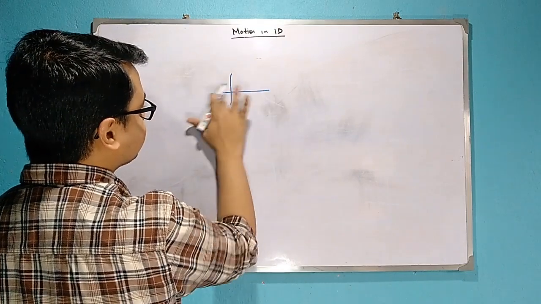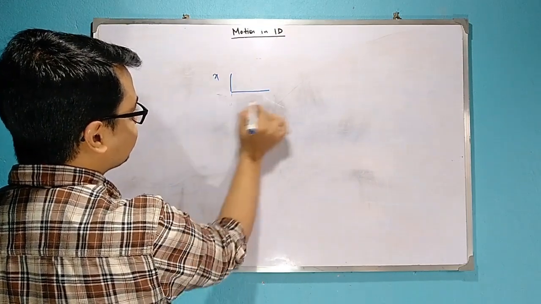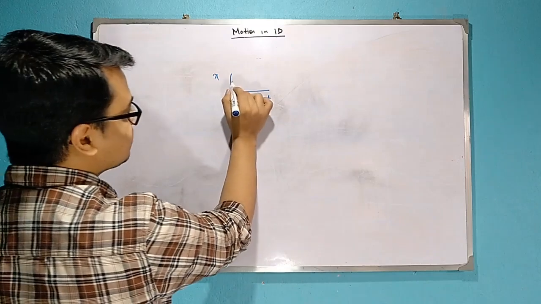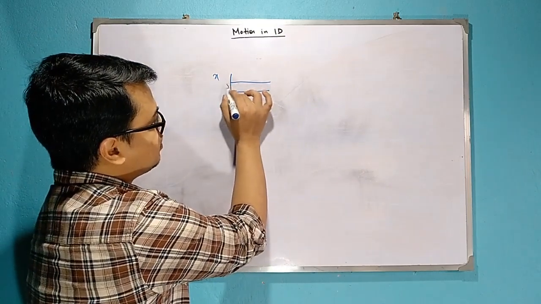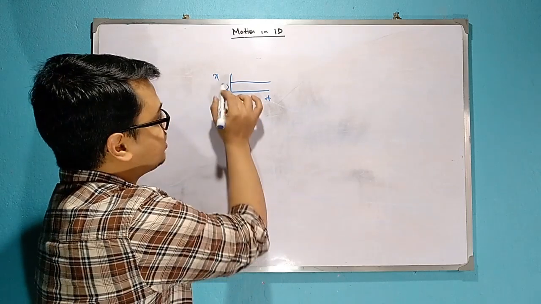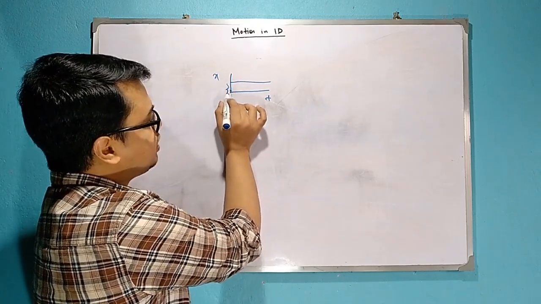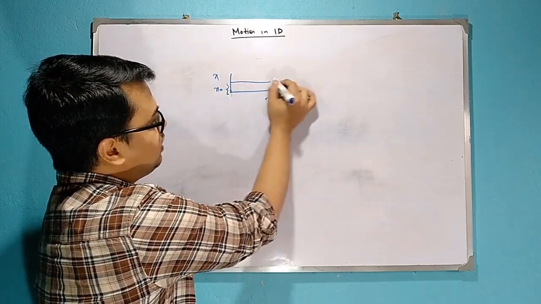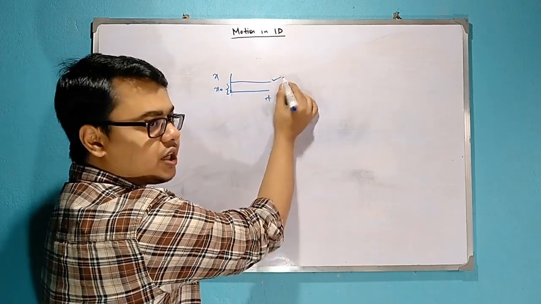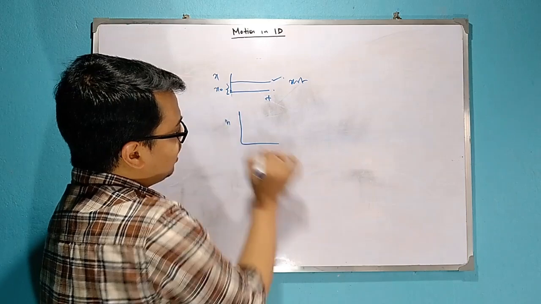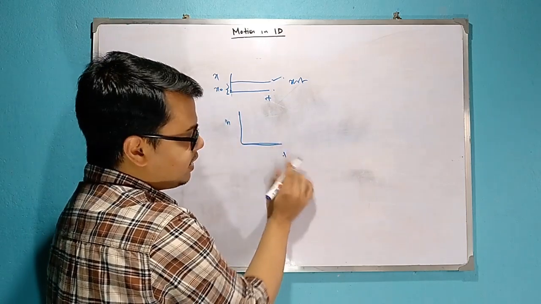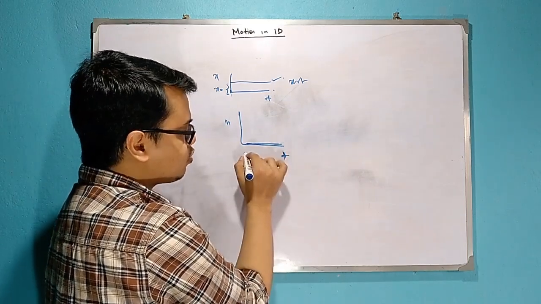This is an x-t graph. So what is this? This means its position is constant. Suppose at time 0 it was at x0 and it remained at the same position along the time. So this is at rest. Again, an x-t graph, where the t axis is also at rest.